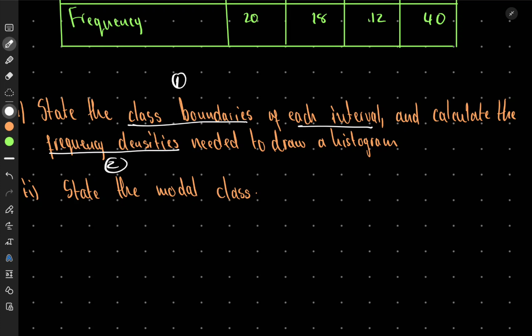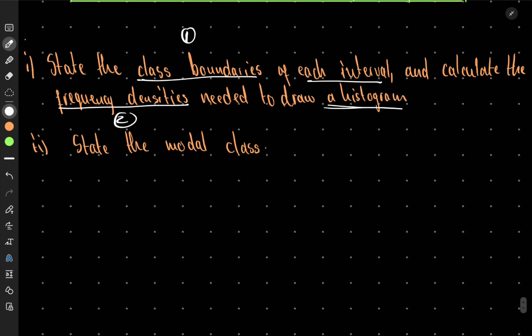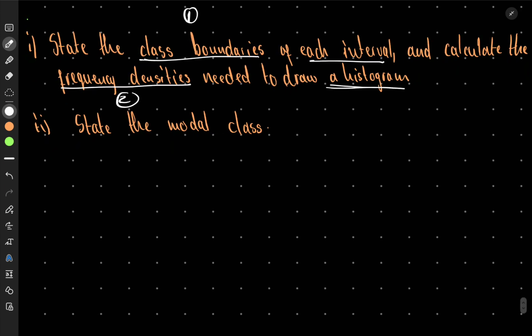So first we need to get the class boundaries, then calculate the frequency densities, as if we're drawing a histogram. They say it is needed to draw a histogram, but they didn't say we should draw it, only that we should find those things. To be able to draw it, we need the class boundaries as well as the frequency densities.